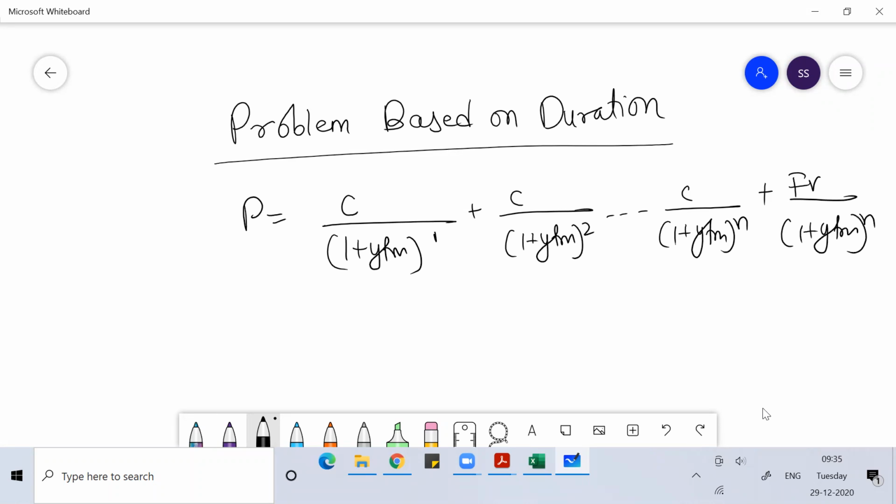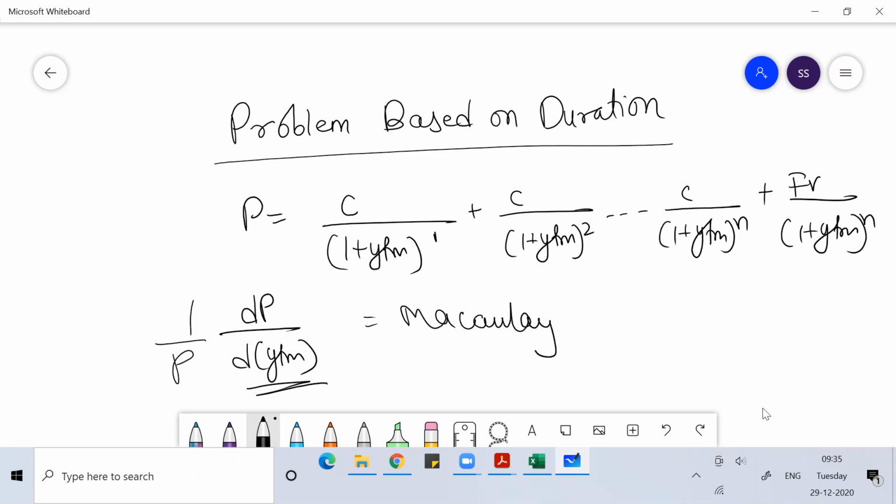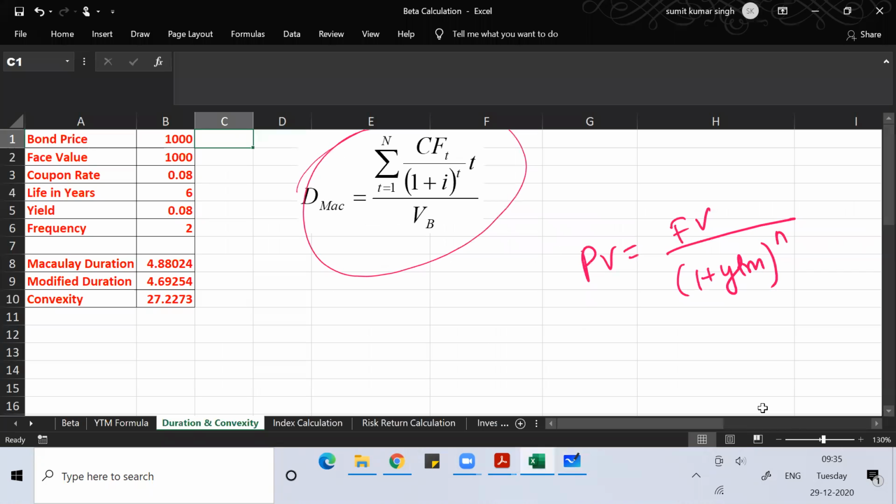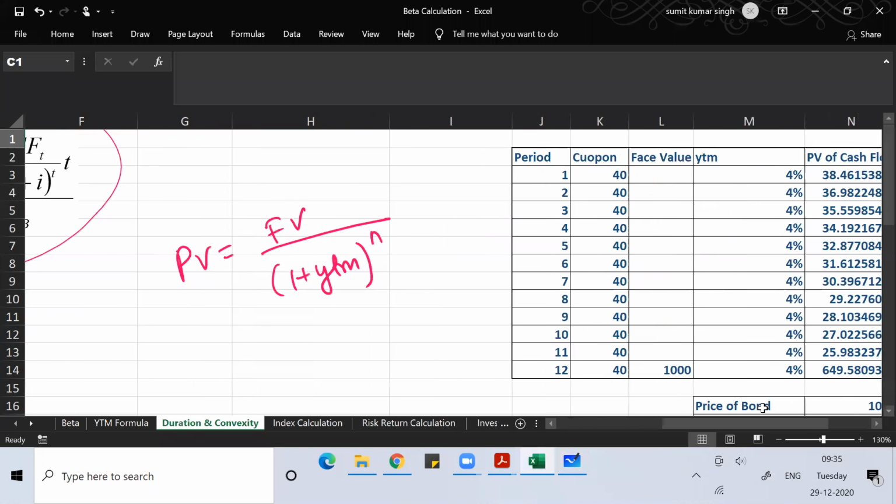So if you do the differentiation of the price of bond with respect to the YTM, and then divide it by the price, ultimately what you will get is the Macaulay duration formula. So this is what Macaulay duration is all about. The derivation part you can see in my previous videos on that part.